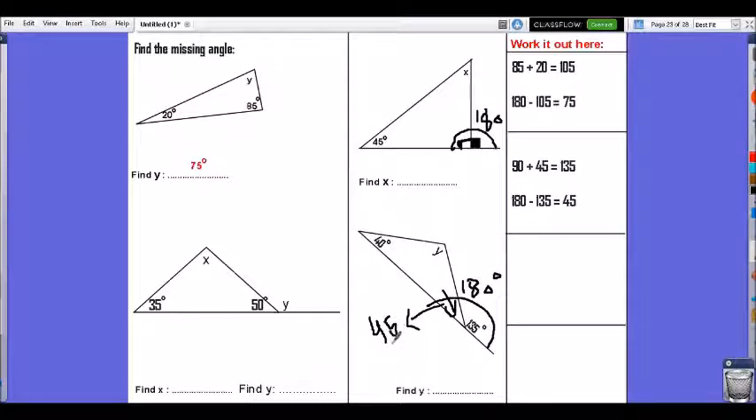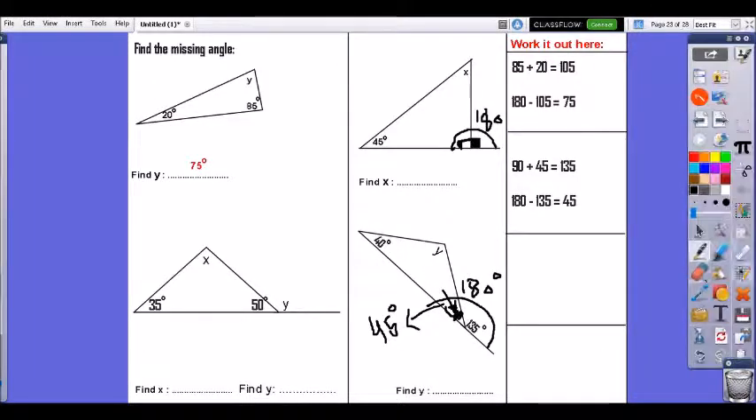45 degrees. Sorry again for my bad handwriting. This is 45, not 46. 45 degrees. Now we know this angle, this one here, and we know this angle, which is 40. How can we find y? The same way exactly. Add them up. 40 plus 45, which will give us here 85.